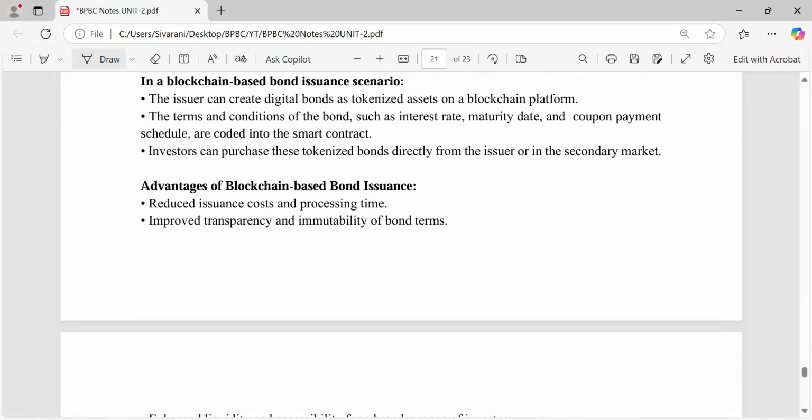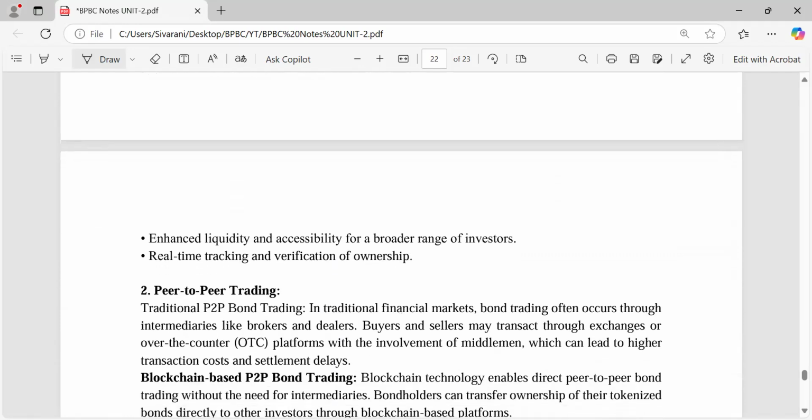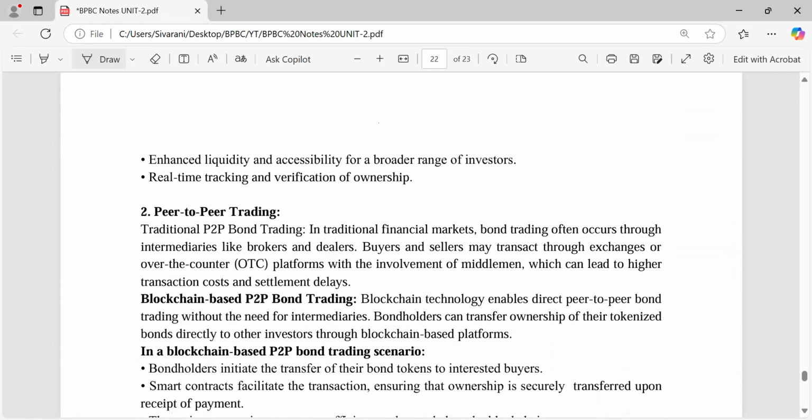The advantages of blockchain bond issuance: it reduces the issuance cost and processing time, and improves transparency and immutability of bond terms. It enhances liquidity and accessibility for a broader range of investors, and provides real-time tracking and verification of ownership. Coming to peer-to-peer trading, blockchain-based peer-to-peer trading is beneficial compared to traditional peer-to-peer trading.